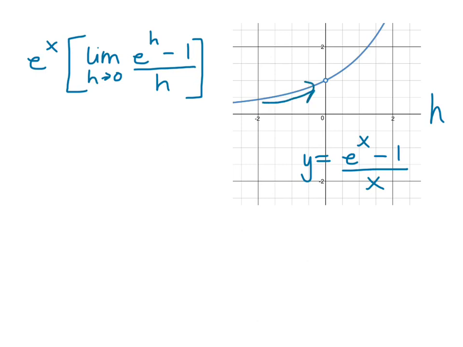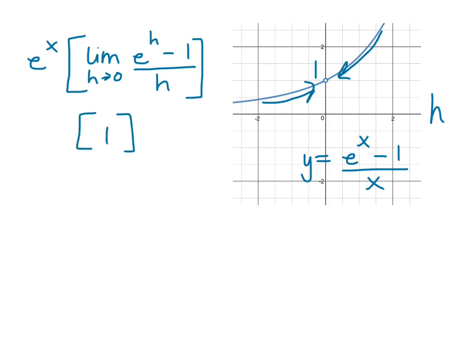So following along the curve, as x values get closer and closer to 0 from each direction, it looks like our y values are approaching 1. So the function values are getting closer to 1. Hence this limit is getting closer to 1.